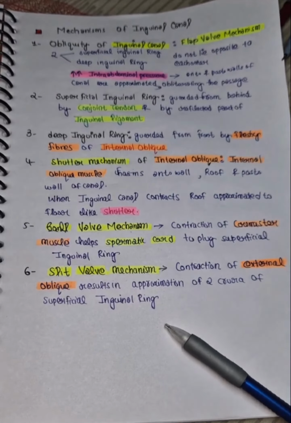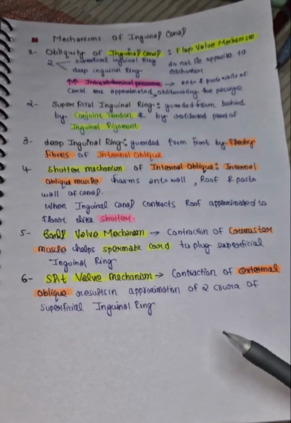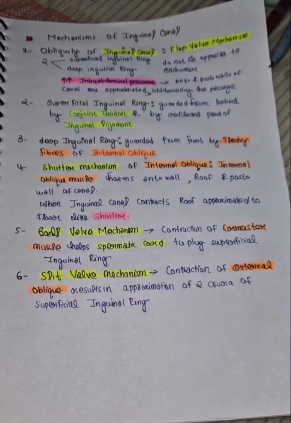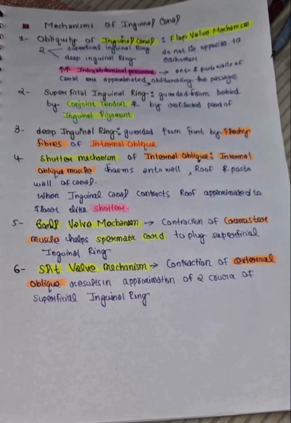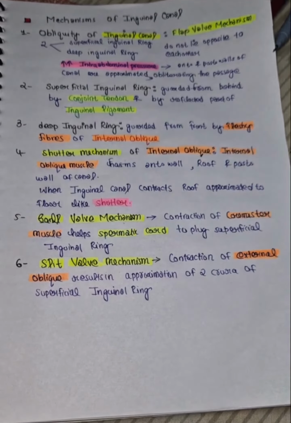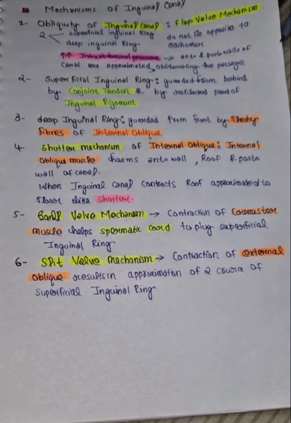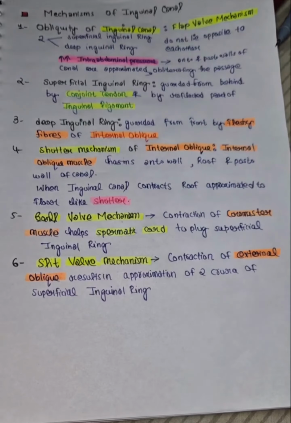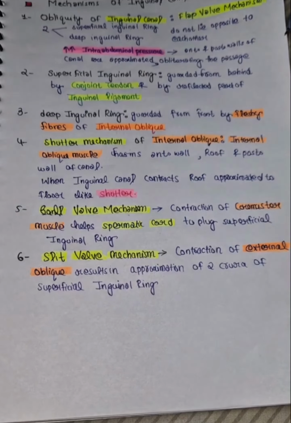One more thing is that hormones also play a role in maintaining the tone of the inguinal musculature. The presence of the inguinal canal is a cause of weakness in the lower part of the anterior abdominal wall. That's why inguinal hernia, direct or indirect, occurs.